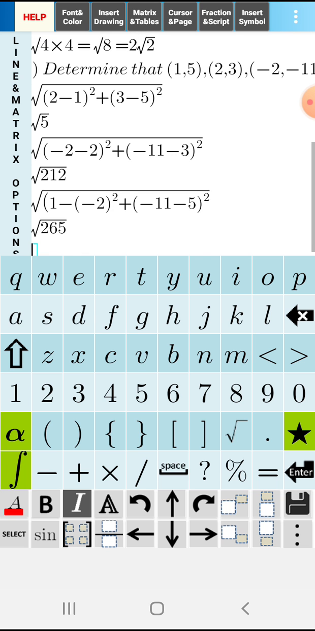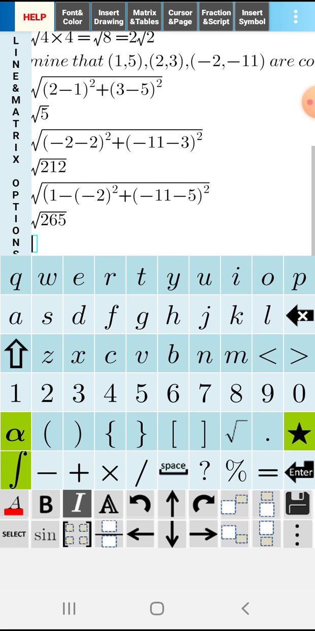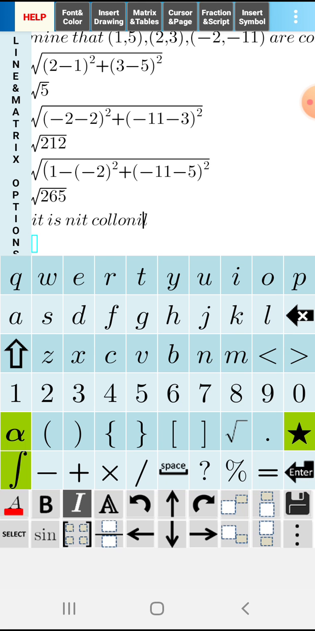See here, collinear means all the distances should be equal. If we do (1, 5) and (2, 3) with the distance formula and get root 5, and if we do (2, 3) and (minus 2, minus 11) and get root 5 as well, then it is collinear. If we do not get that, it is not collinear. See, we are getting different numbers, so this is not collinear.